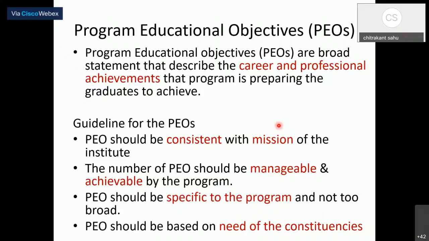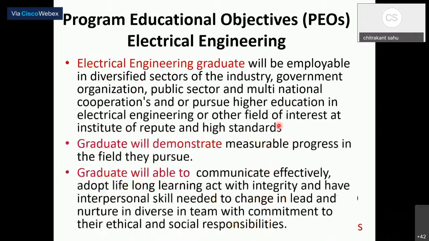So PEO should be based on the need of constituencies. What is our long-term goal after graduating from the department, after let's say 10-20 years, what should we expect from our alumni? That is called the program educational objectives.